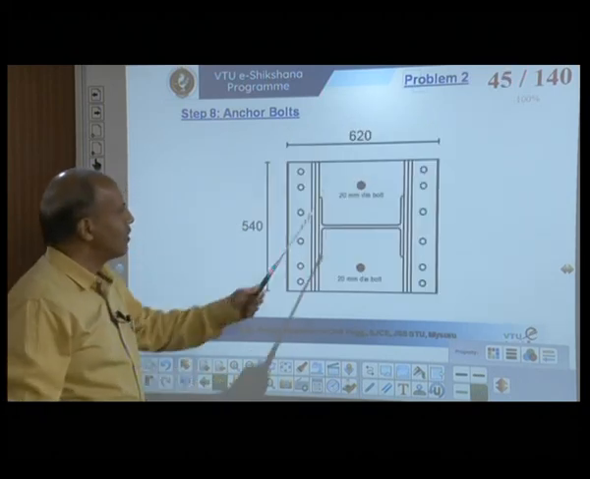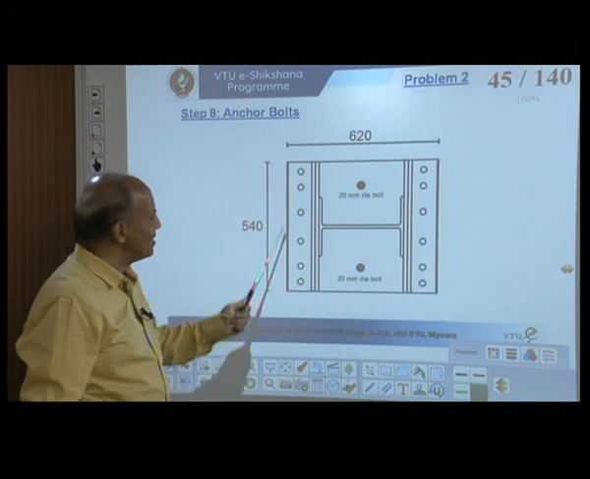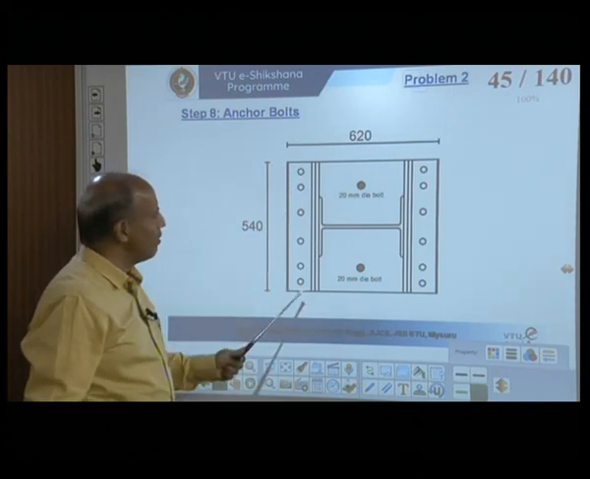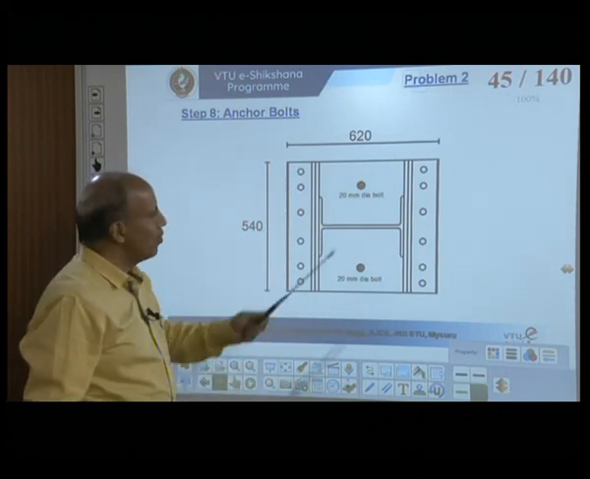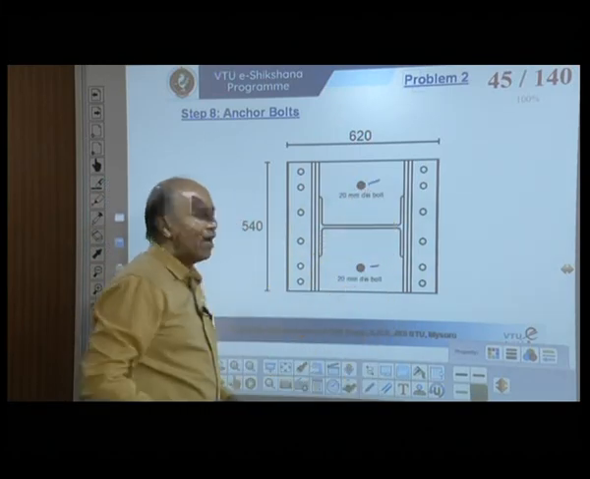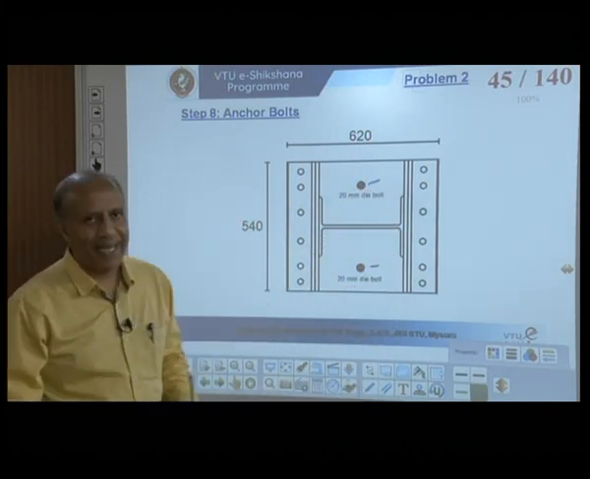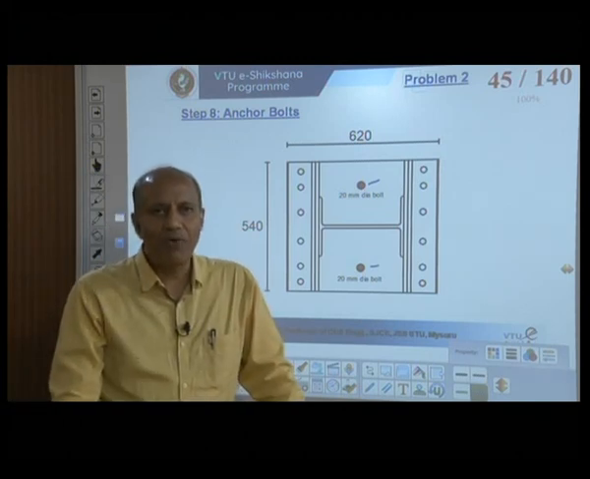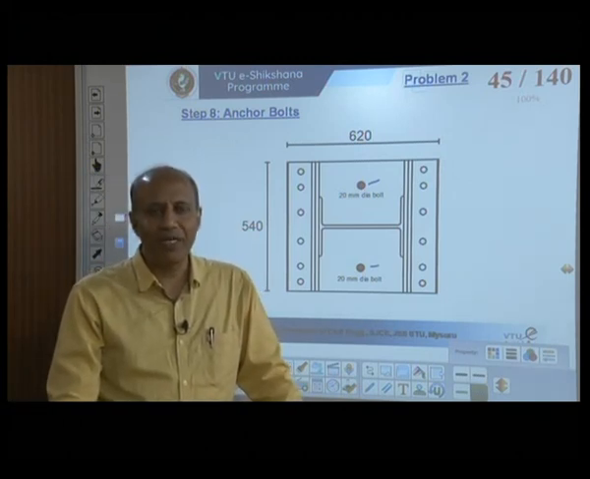So this is how I'm putting it, right? I don't have space here to have more anchor bolts. These are the anchor bolts that you can see, that is one and two. I'm placing two anchor bolts like that. I hope you have clearly followed this particular example.